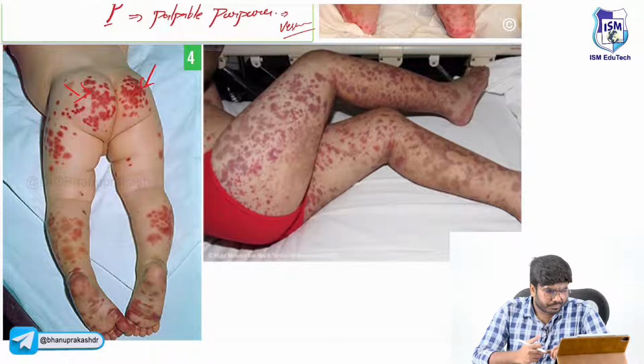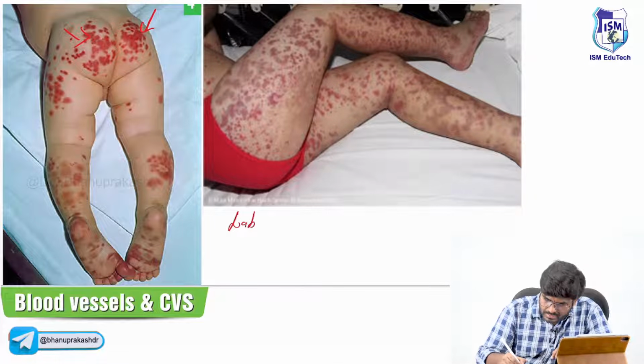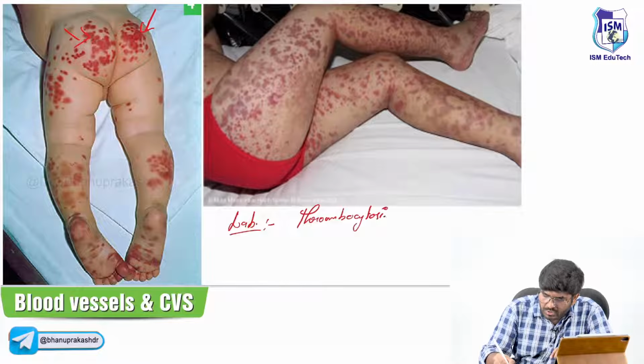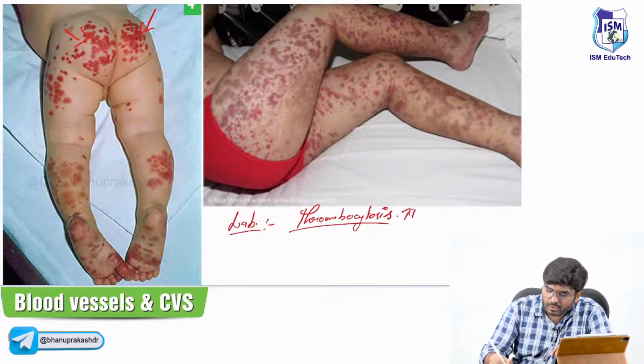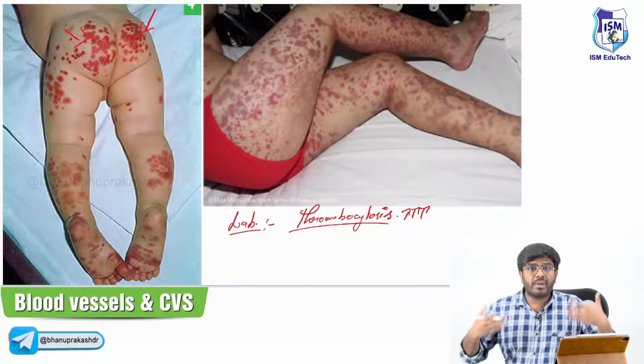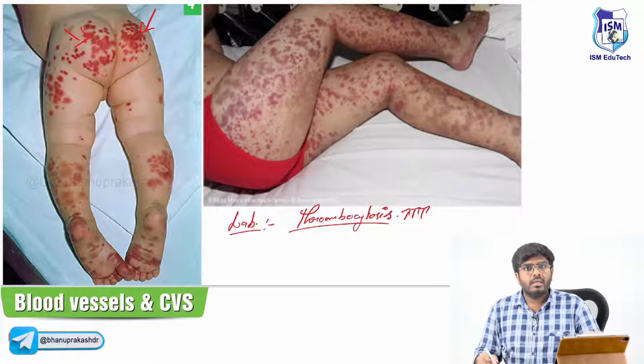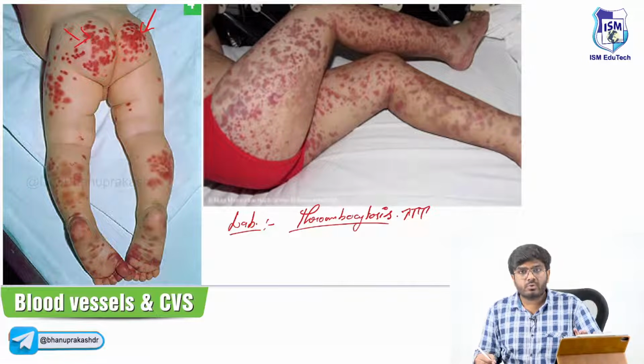Now, what will you see in these patients? Lab diagnosis. In the labs, there will be thrombocytosis, which means the platelet levels are elevated. Why? Because they are having more and more bleeding, so to make the blood clots the platelet count is increased. Thrombocytosis, not thrombocytopenia, is going to be seen.